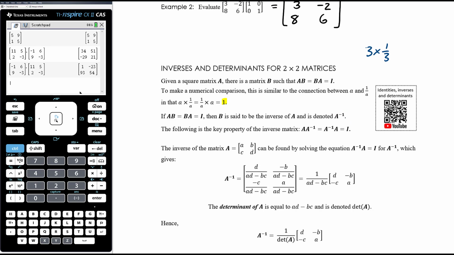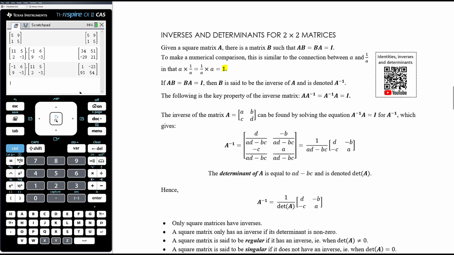So essentially we're saying that a matrix multiplied by its inverse is the same as the inverse multiplied by the original matrix, and in both instances we get the identity matrix. It's a bit like thinking about a third and 3 as being inverses, because when we multiply them together we get 1.